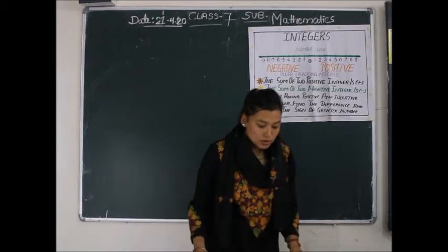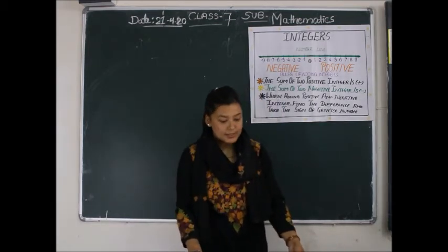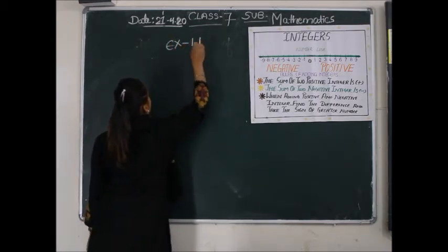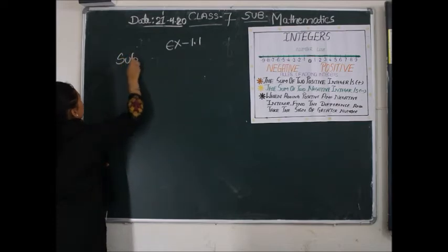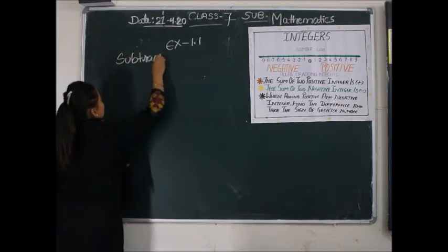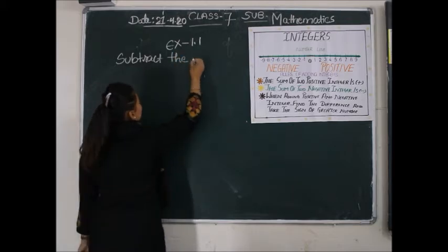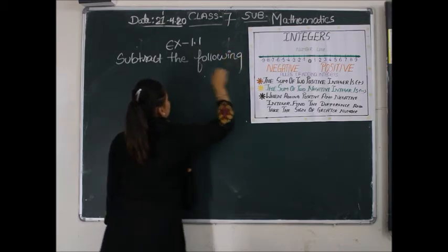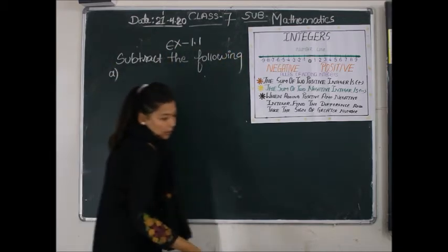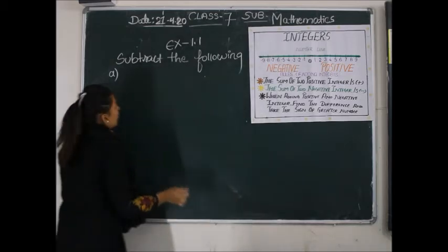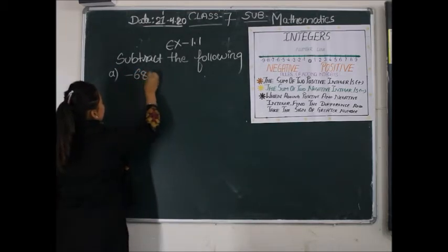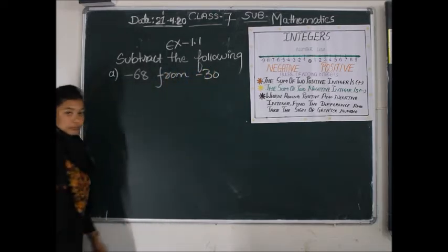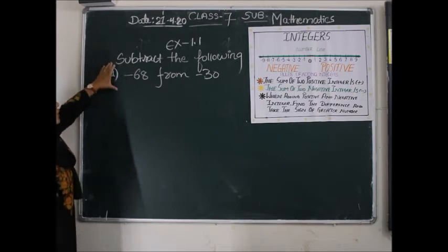Okay, now we'll move on to the exercise. Let's just try. Please go to page number 6, exercise 1.1. Subtract the following. Number A: minus 68 from minus 30. Now in this question, they are saying to subtract.